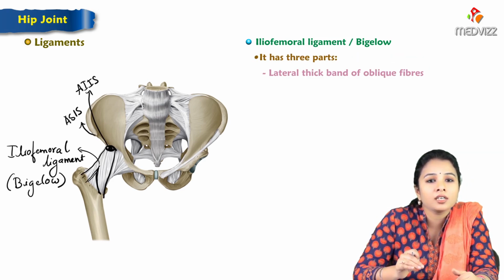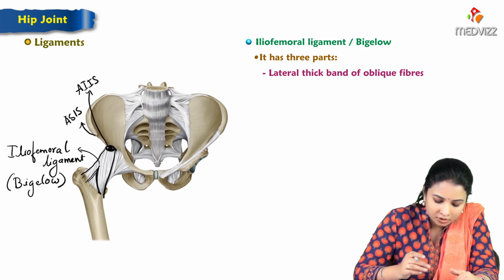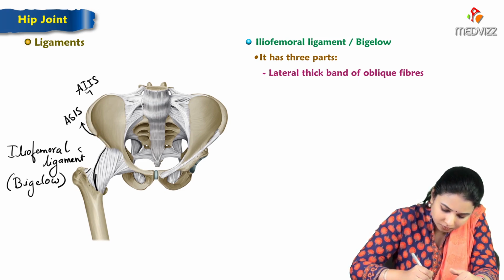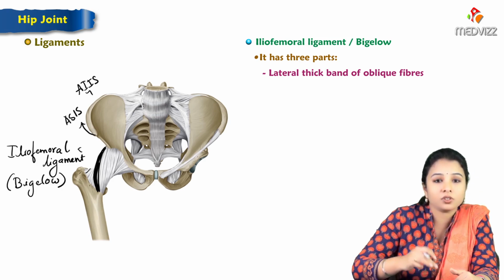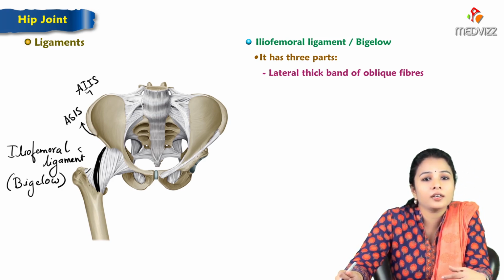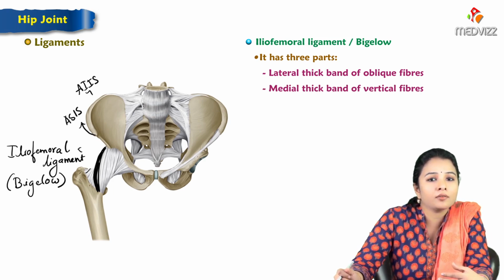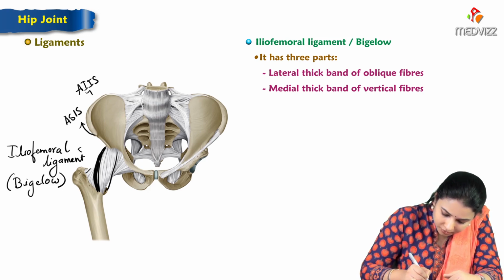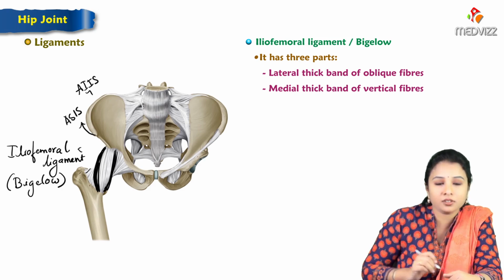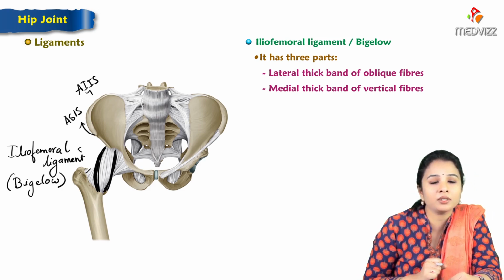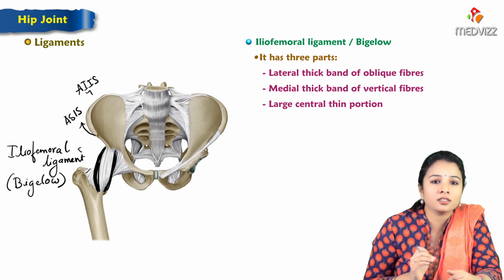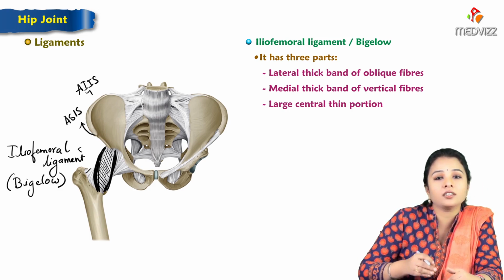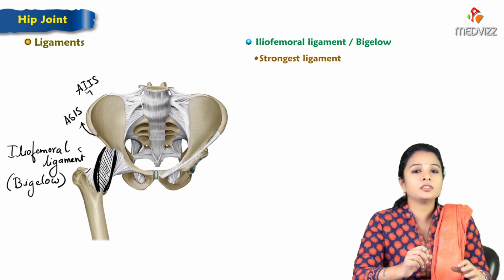It has three parts: lateral thick oblique fibers, a medial thick band of vertical fibers, and a central large thin portion.